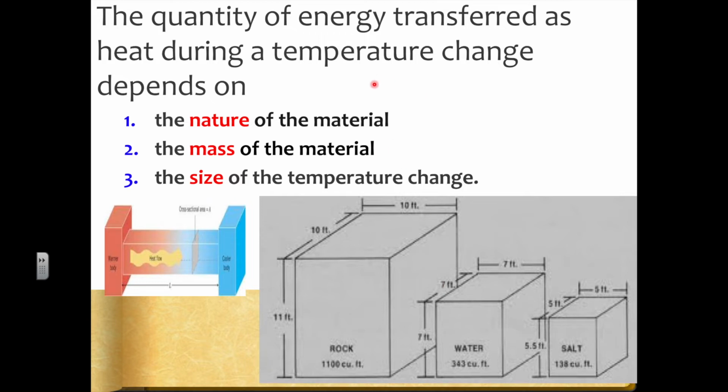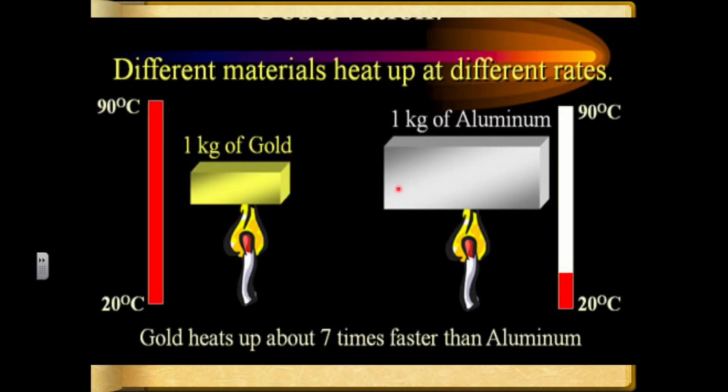So now the quantity of energy transferred as heat during a temperature change depends on the nature of the material, that's going to be the magic in the chemical bonds and that crazy stuff, the mass of the material, how much you have, and the size of the temperature change. So we have 3 different masses right here and 3 different materials, and they would all have different specific heats, but they would all absorb the same amount of heat though. So different materials will heat up at different rates.